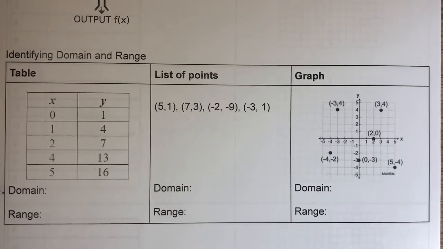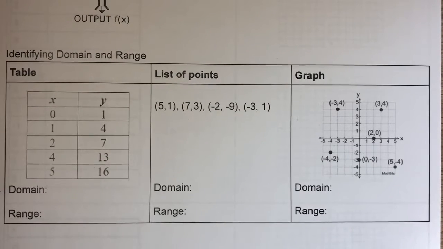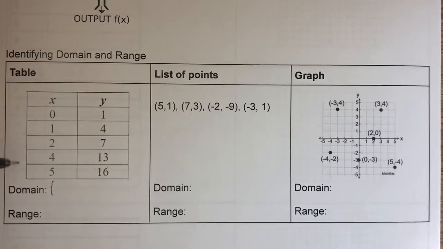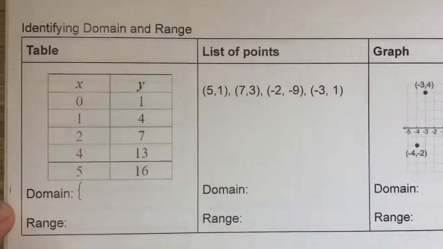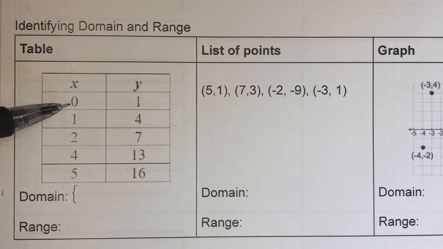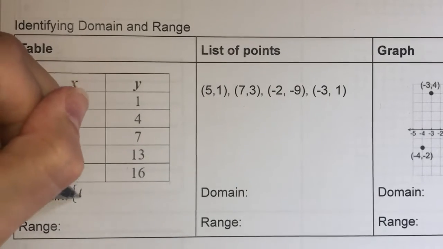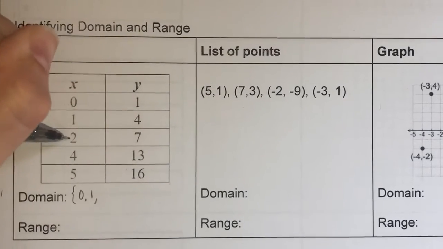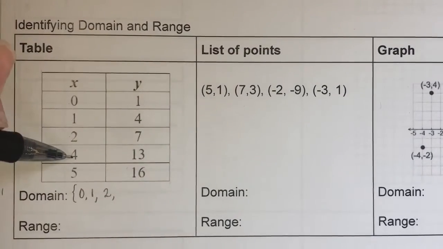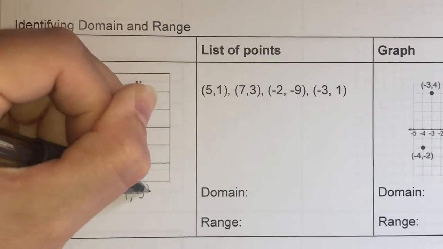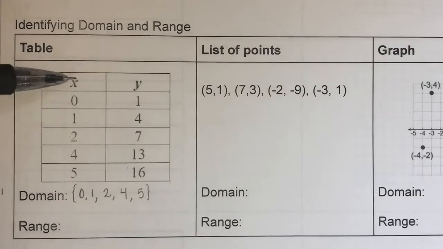When you go to write the domain, you write it as a set. You open this set with kind of a silly looking parentheses, a squiggly parentheses like this. And then we just order the numbers from smallest to largest. Our smallest domain value or x value is 0. Our next one is 1, 2, 4, 5. So just listing the x values.